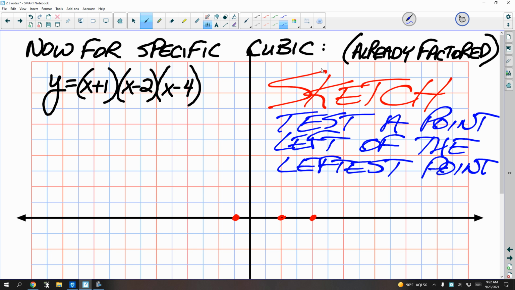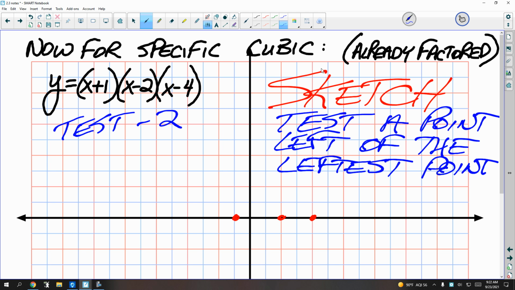-2. That's a great choice. Could I have picked -3? Could I have picked -1,000? Heck yeah. Okay. I don't even care what the answer is. I'm going to test -2. But I'm not going to use a calculator. Here's all I'm going to do.